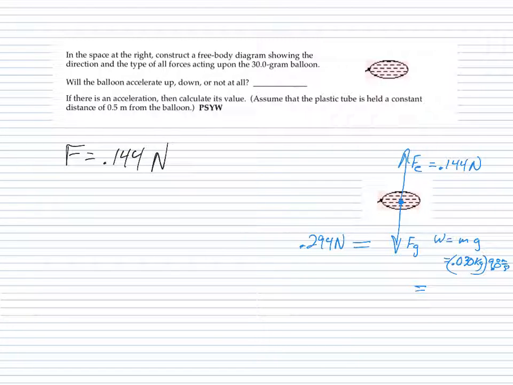So I have 0.294 down. I should keep these things on the same side. 0.144 newtons up. Okay? Will the balloon accelerate up, down, or where's the net force? Which one's winning, or are they equal? Well, to me it looks like the force of gravity wins, so it will accelerate down. Why? Because this number is bigger than this number, and it wins. So it's going to go down, but it's going to be impeded a little bit. So if there is an acceleration, calculate its value.